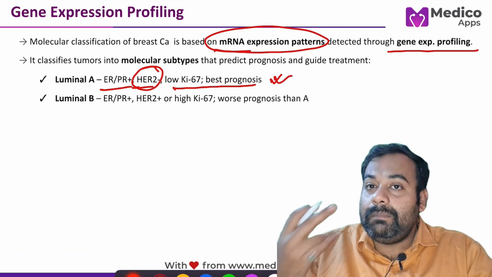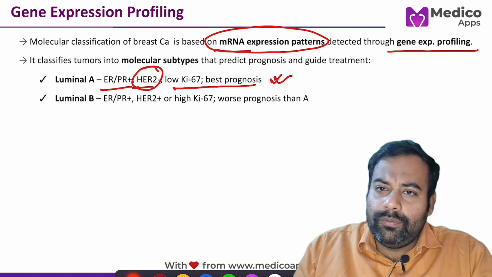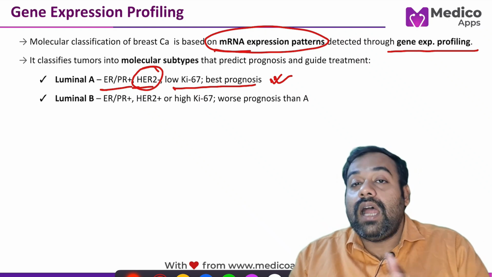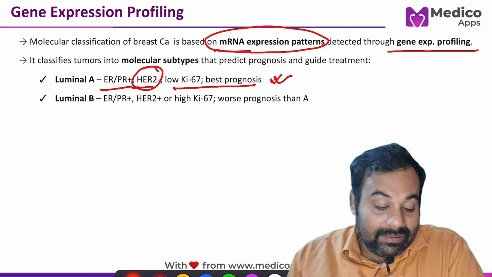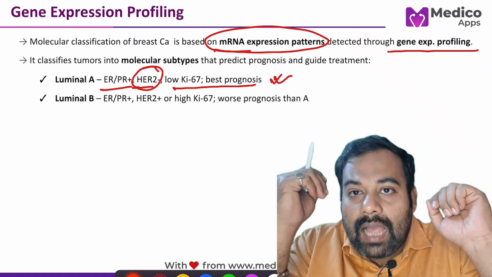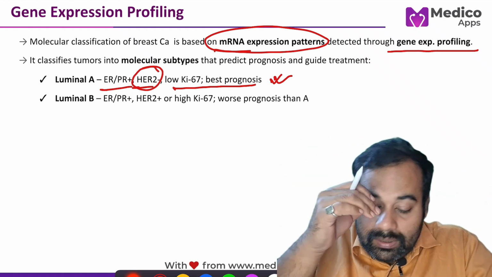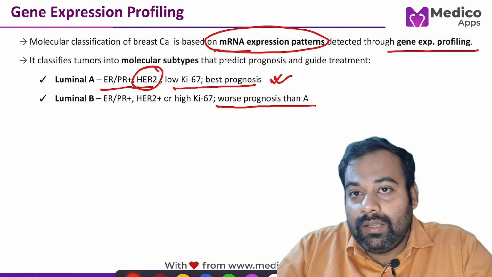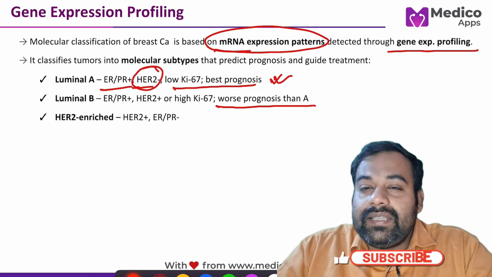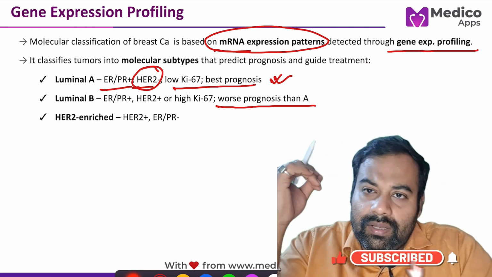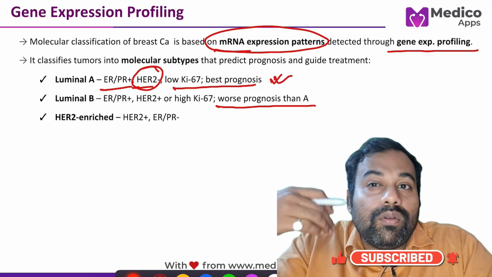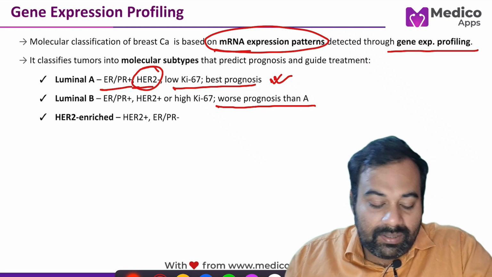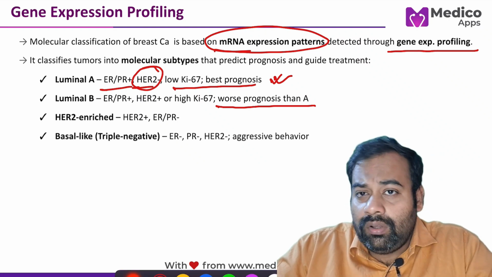Then comes your luminal B pattern. In case of luminal B, ER PR positivity is always there. Apart from that, HER2/neu positivity is also there in this case. It is associated with a high Ki-67, which eventually means a worse prognosis than that of luminal A types. Then there is HER2/neu enriched. It is basically HER2/neu positive with absence of the ER PR hormone receptor status, right?